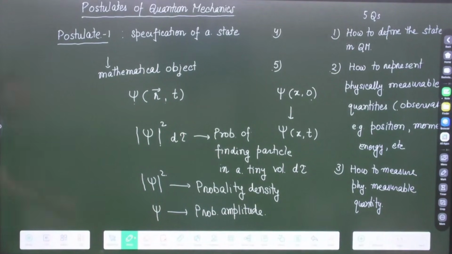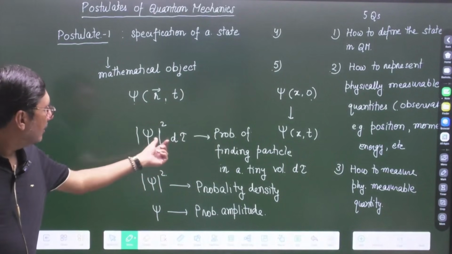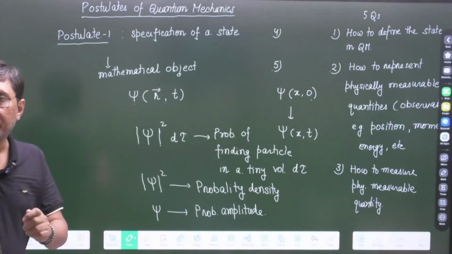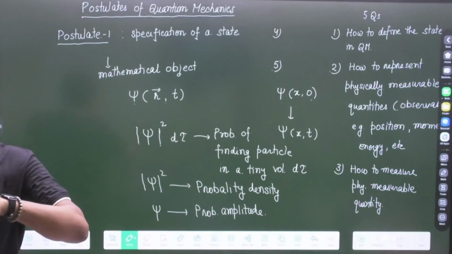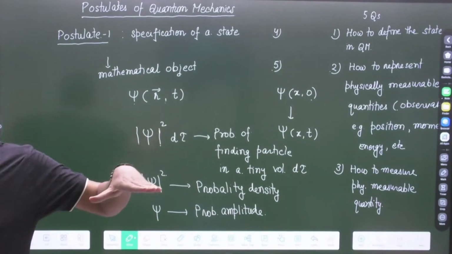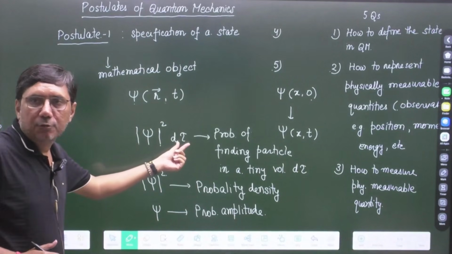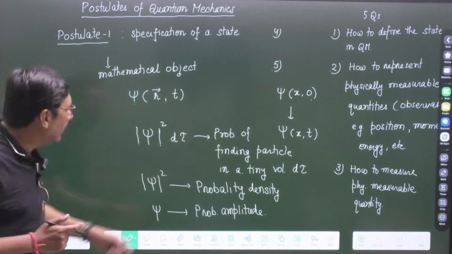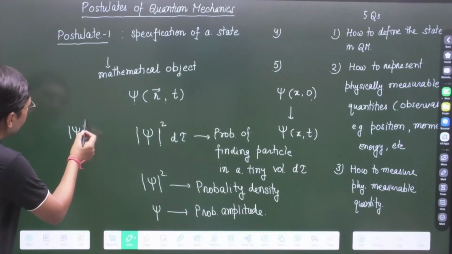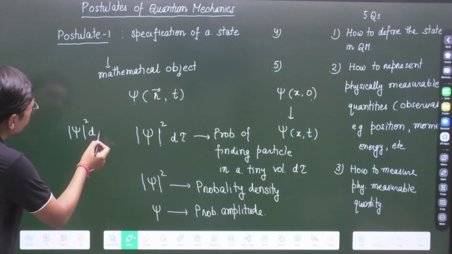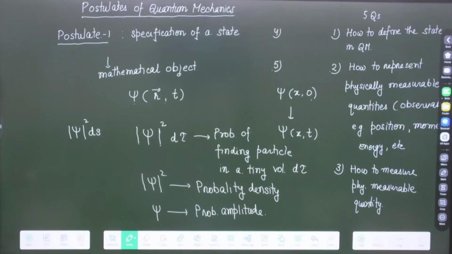If you have a three-dimensional problem, then you have psi square dτ. If your particle can exist only in two dimensions, you are considering a two-dimensional problem, then in place of dτ you will have an area element. This time it will be psi square times dA or dS, whatever you want to write. This is the probability of finding the particle in this small tiny area element dS or dA.